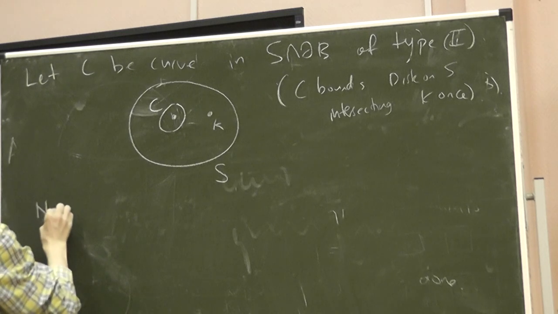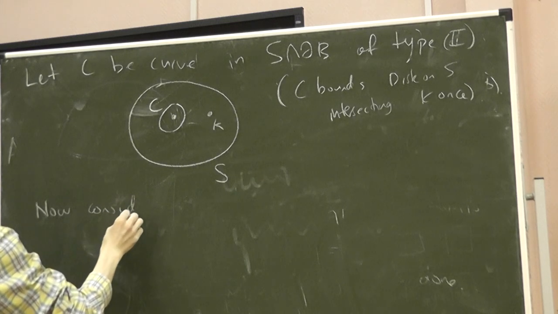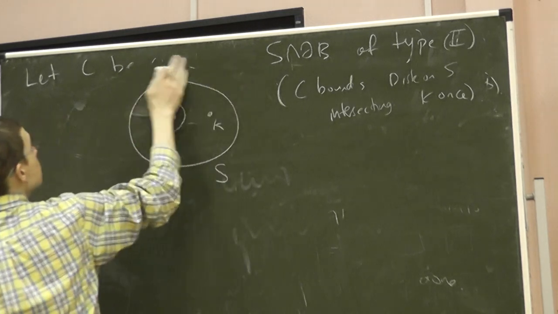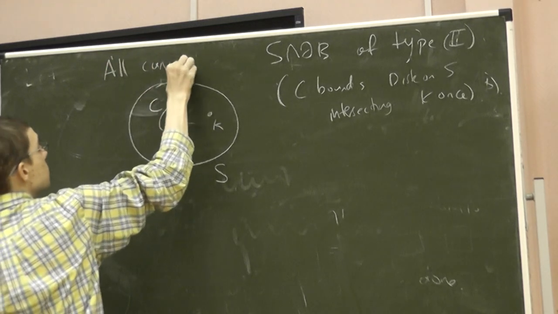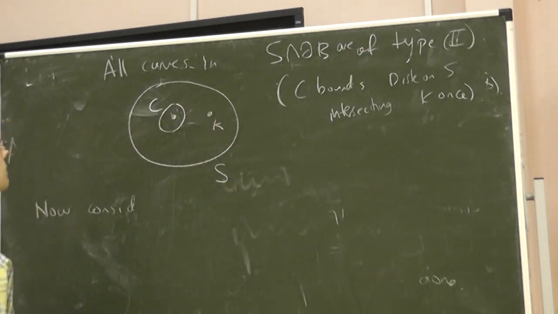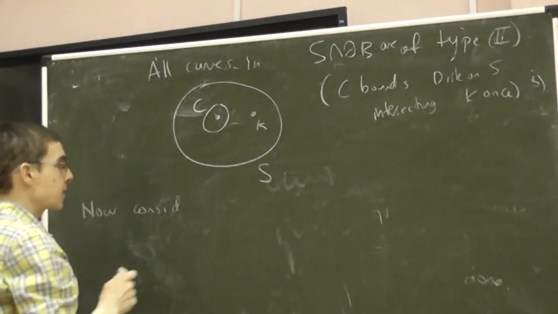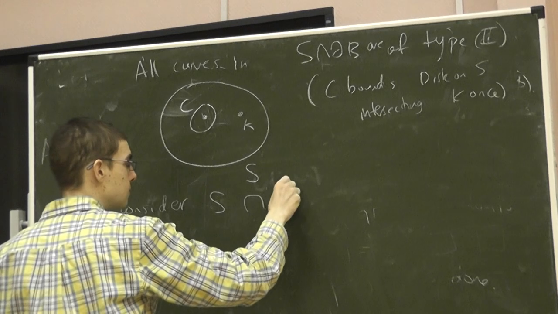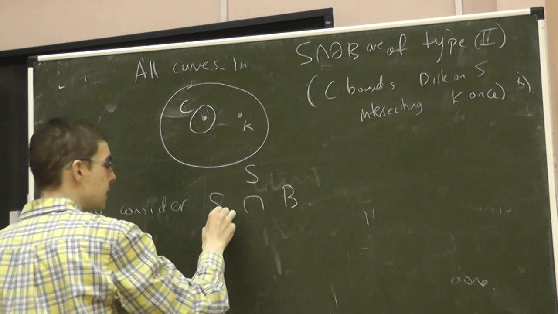So now, let me say that again. We're left with the case where all these curves are of this type. Okay. Now let's consider the intersection between S and the 3-ball. A 2-sphere and a 3-ball.